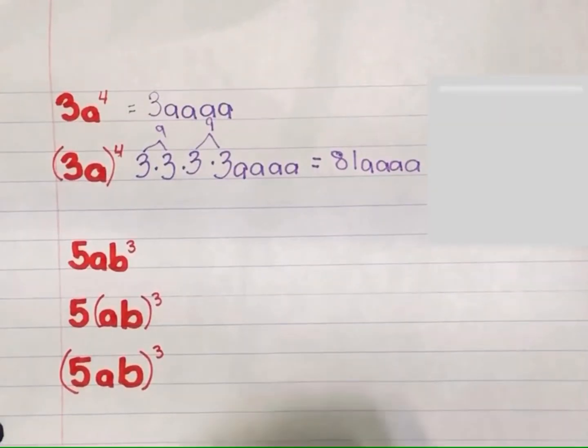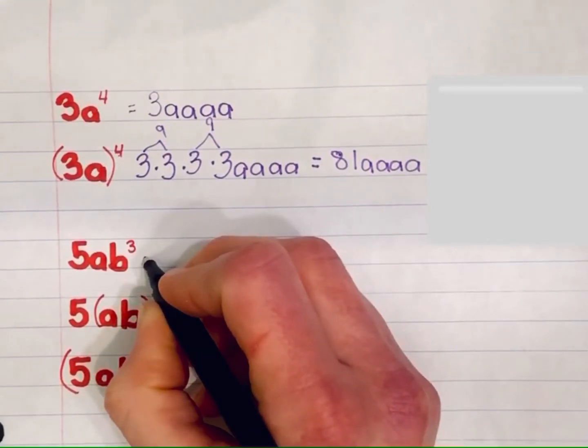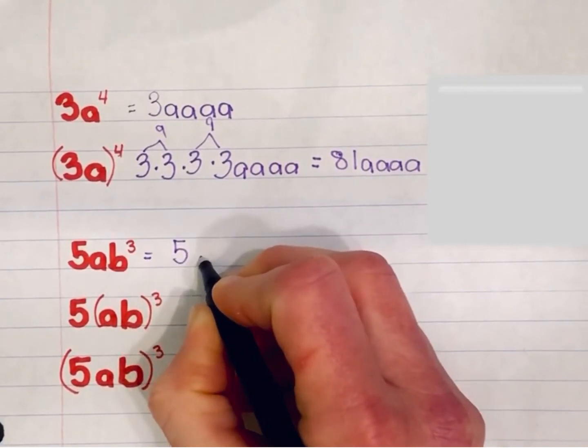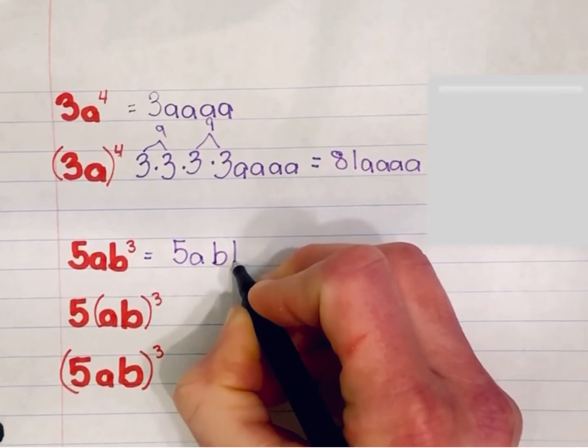Now 5 times A times B to the 3rd. The 3 only applies to the B, so when I write this one in expanded form, I have 5 times A times B times B times B. Very simple.